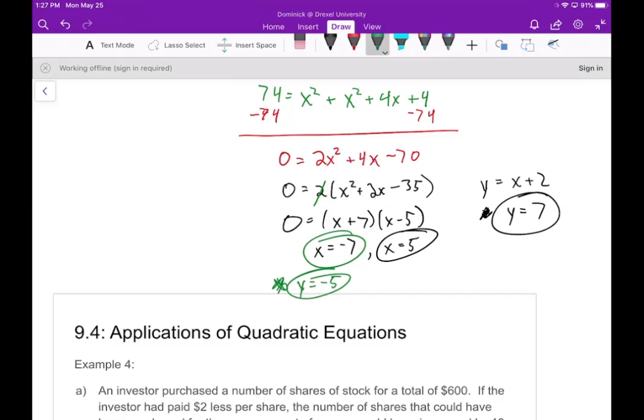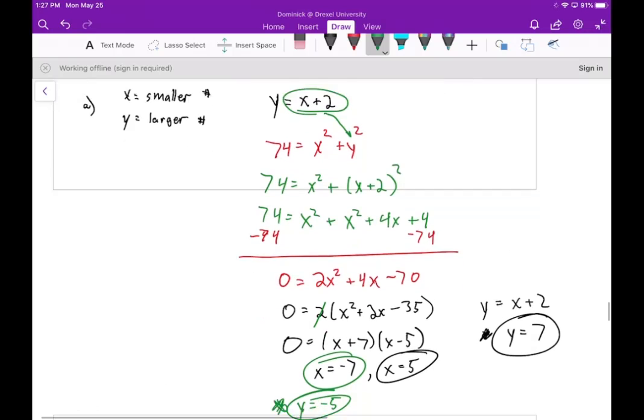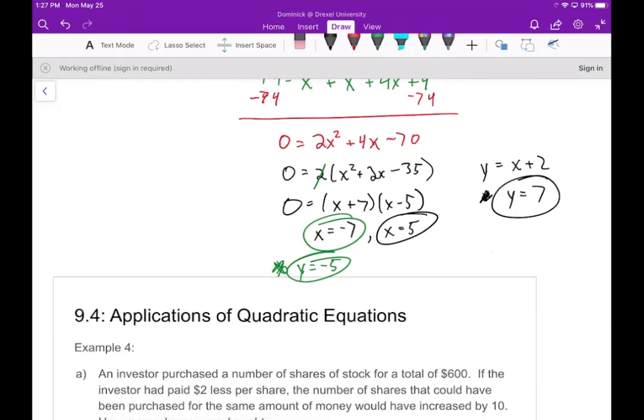So in both of those examples, the larger is bigger than the smaller by 2, and if you add those squares, you're going to get 74. So actually, both of those answers would technically work. Okay, let's look at part B.